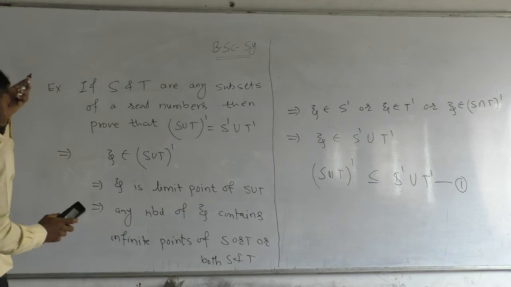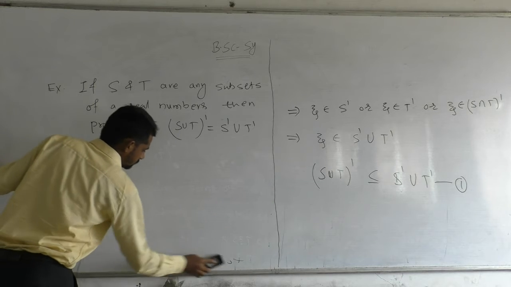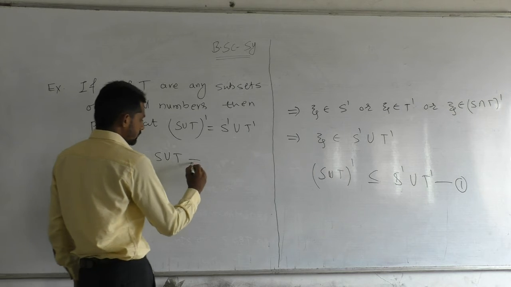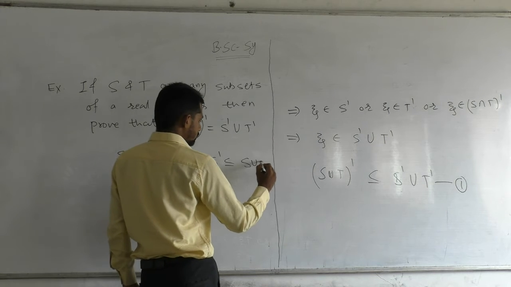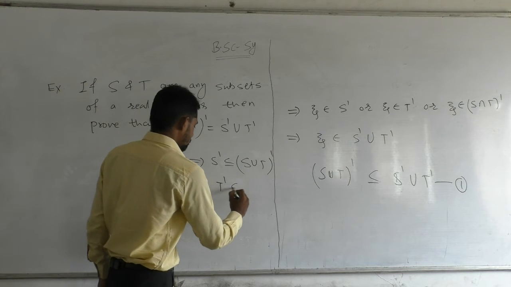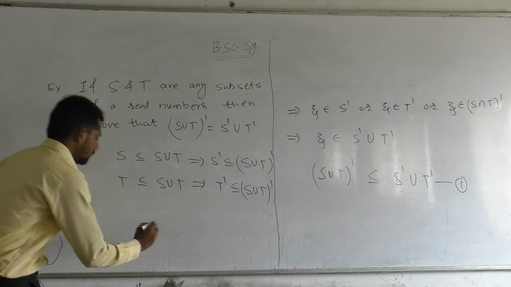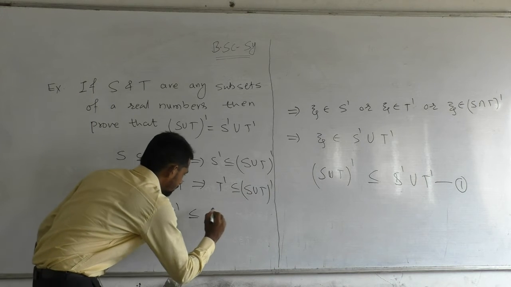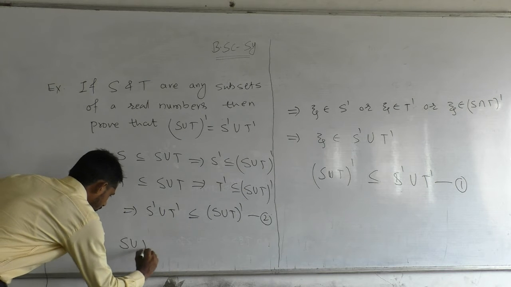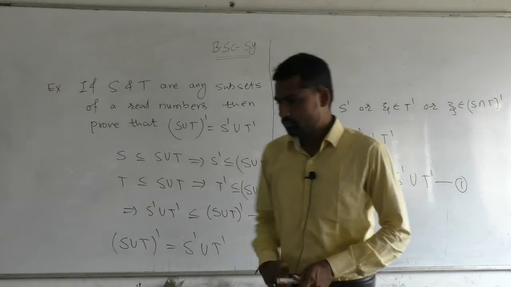Now we know that S is a subset of S union T. From this we can write that the derived set of S is a subset of the derived set of S union T. T is a subset of S union T. This implies that the derived set of T is a subset of the derived set of S union T. Now both S dash and T dash belong to the derived set of S union T. From this we can write S dash union T dash is contained in the derived set of S union T. So from 1 and 2 we can directly write that the derived set of S union T is nothing but the derived set of S union the derived set of T. Hence the proof.